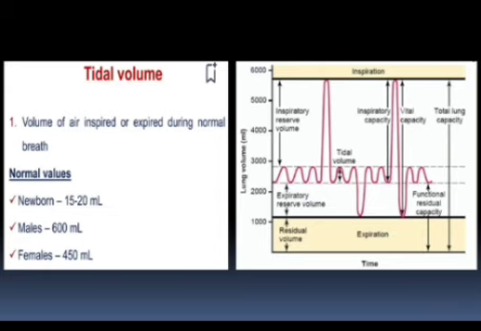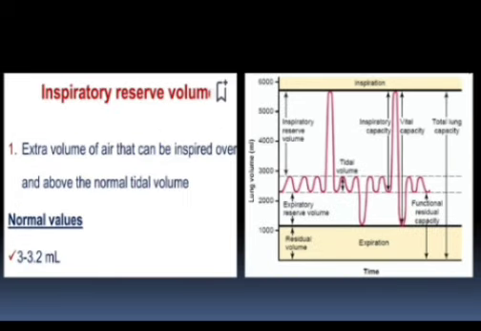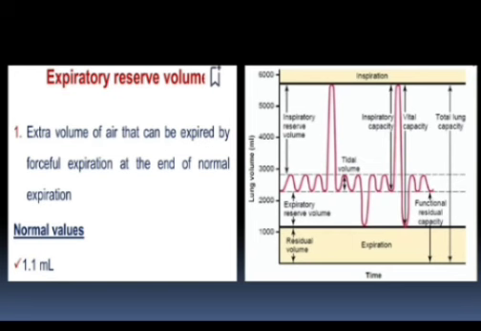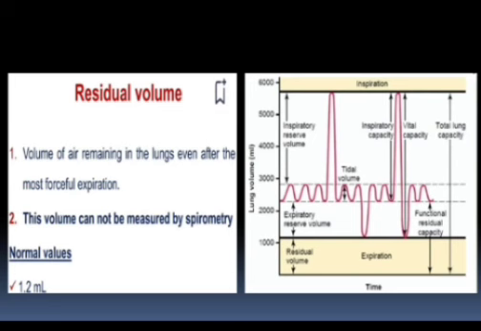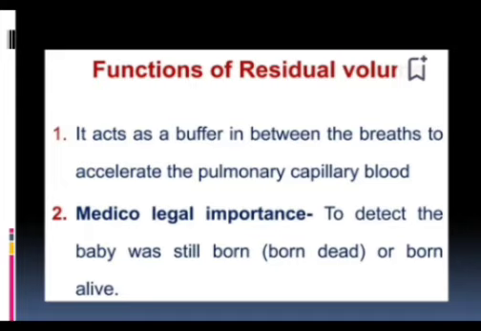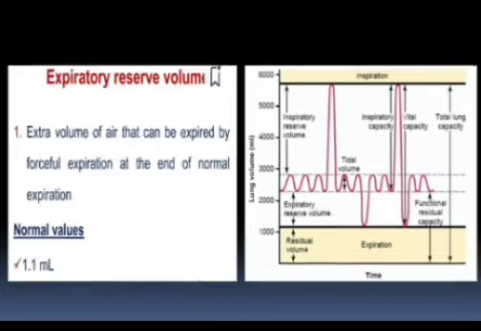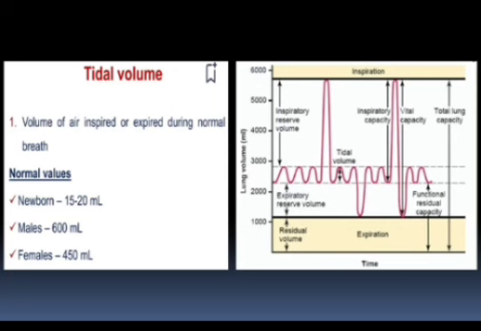There are different types of lung volumes. The first one is known as tidal volume. Types of lung volume: number one, tidal volume. Number two is inspiratory reserve volume. Number three, expiratory reserve volume. Number four is residual volume. Okay, four types of lung volumes. And I said number one is tidal volume.